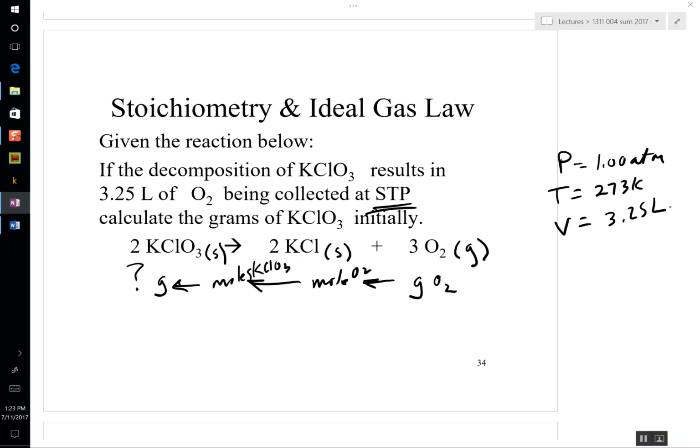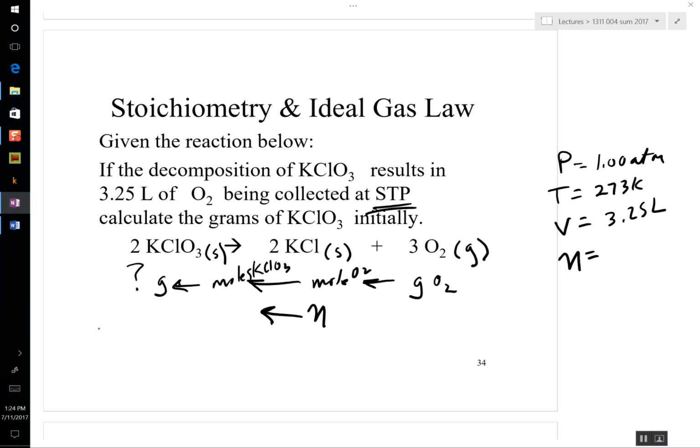And what could you do with those numbers? What can you calculate now? You can figure out the moles, n, and you won't have to go to grams. If you know n, you can jump right over here to moles of KClO3 to grams of KClO3. You don't even ever have to figure out how many grams of oxygen. You could, but you don't have to, because the ideal gas law is going to give you moles of oxygen.